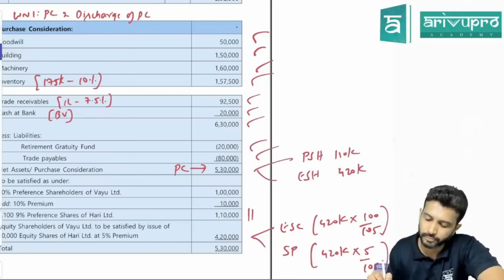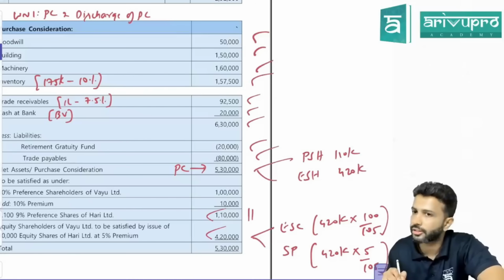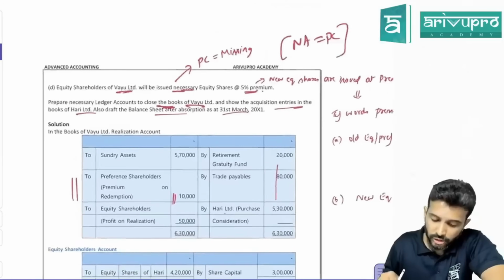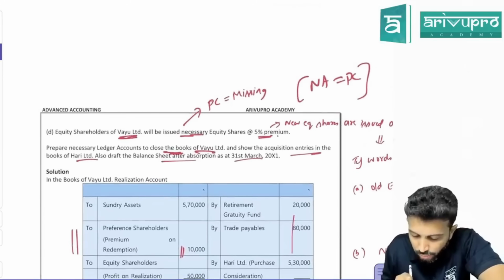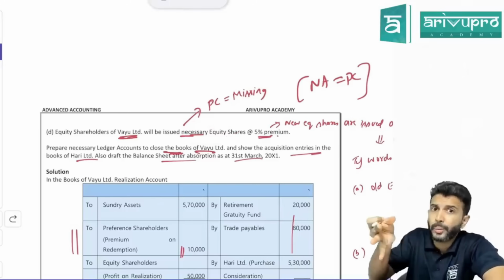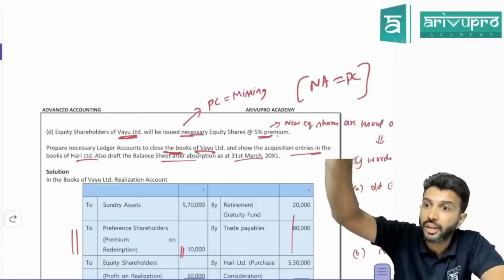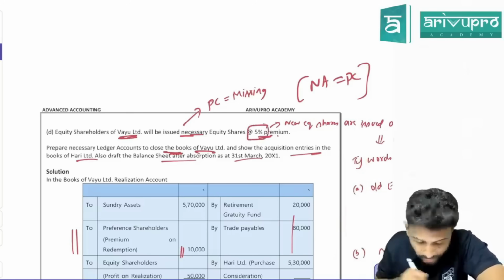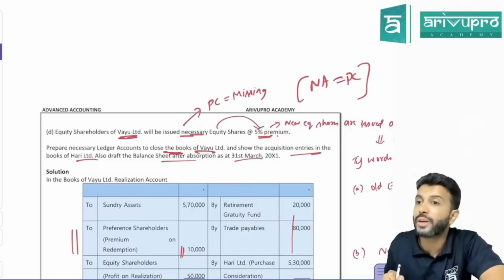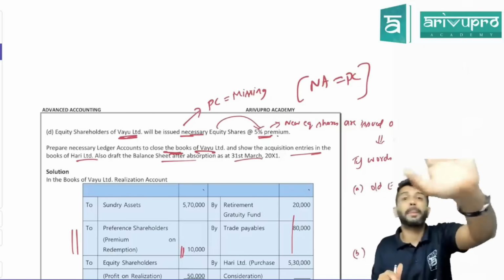Fine, sir. That's what they've given. 110 and 420 to equity shareholders. Yes, but be careful. What did they give? Equity shareholders of Vayu Limited will be issued necessary equity shares. So this 420 of PC to equity shareholders, are you settling by cash or new shares? New shares. But the new shares are issued at 5% premium. So this premium is coming on the new equity shares. So what does this mean? New equity shares are issued at premium.